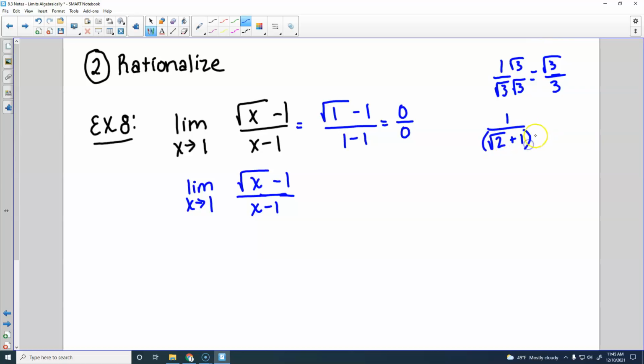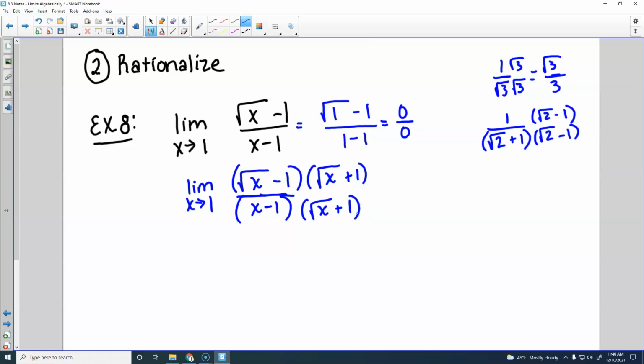Okay, we will multiply by the conjugate. It's called the conjugate. So square root of 2 minus 1 on top and bottom is what you would do here. So we're going to do that same thing here, but we're actually doing it to the numerator for this one. So I have square root of x minus 1, and we'll multiply by square root of x plus 1 in the numerator and the denominator. And here is why that is helpful.